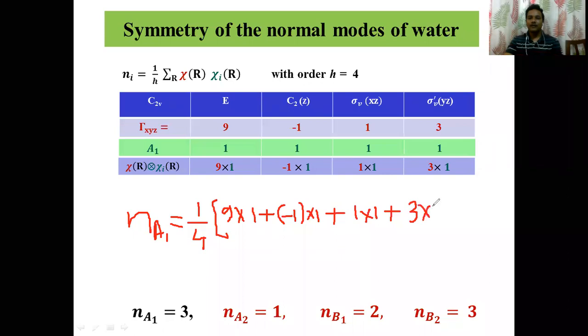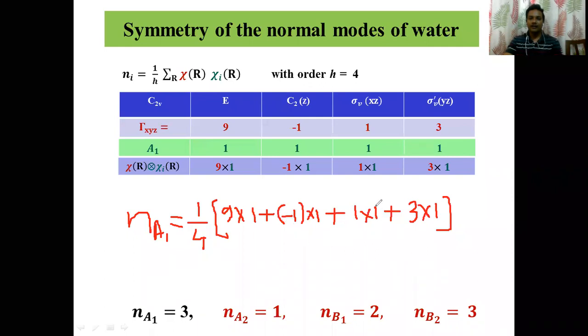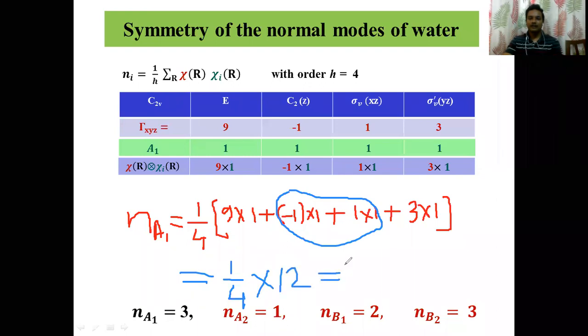How much is that going to be? I think you can calculate that. If I just look here, this is going to cancel out. Then I have 9 plus 3, that is 12. So I have 1 by 4 multiplied with 12, which is nothing but 3. So what we get is that in this reducible representation, I have 3 A1 appearing in that.